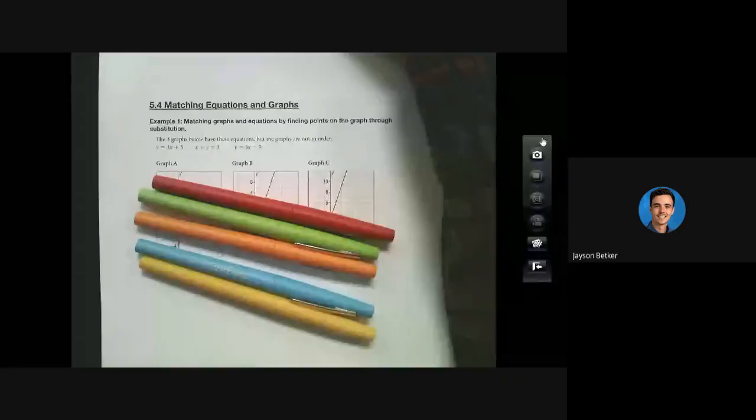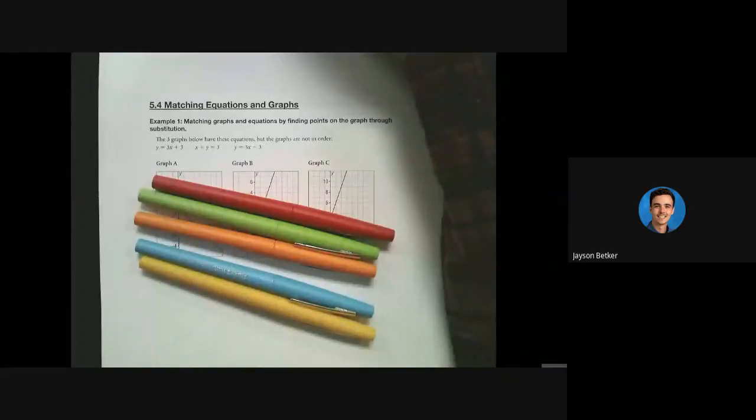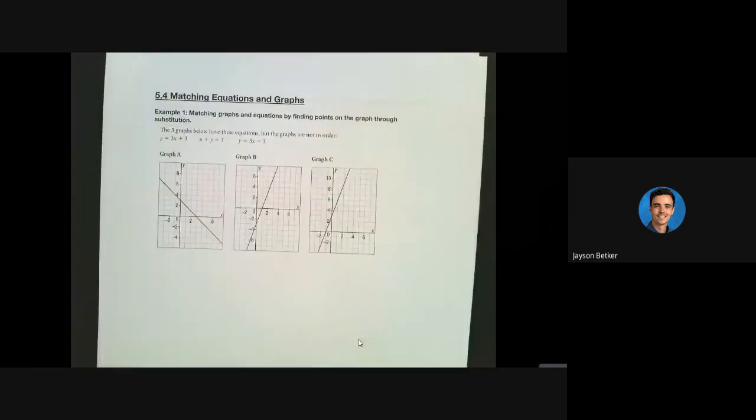So we're going to talk about how to match equations and graphs. I'm just going to get my screen going here. Okay. I think it's good. Okay. Should be a short lesson.